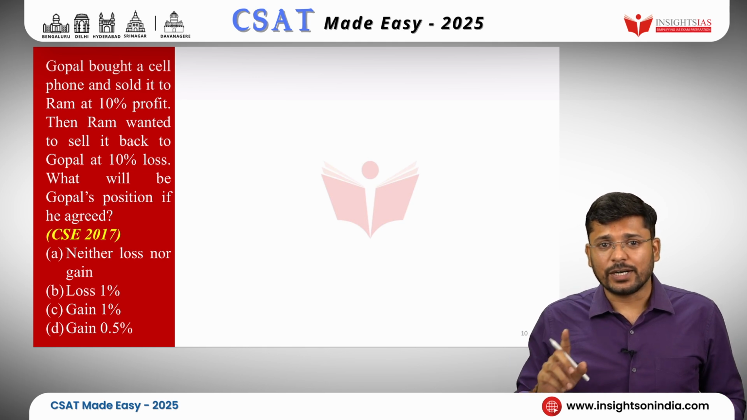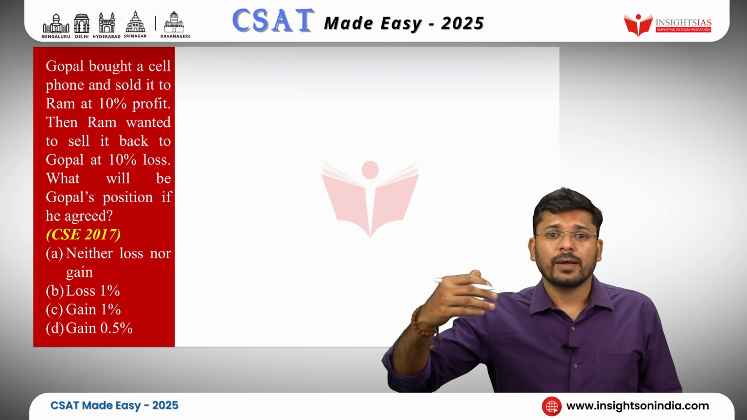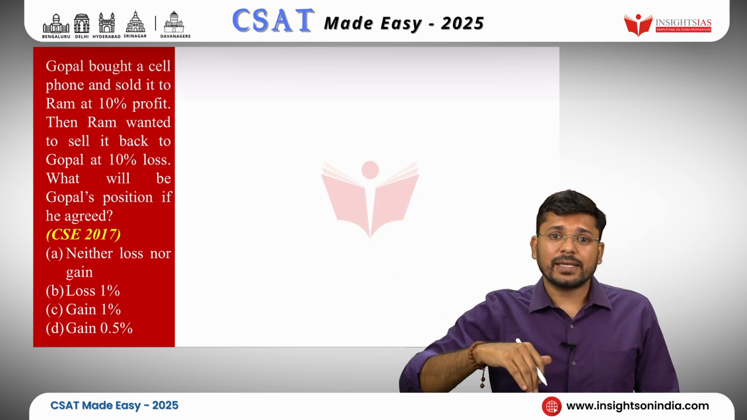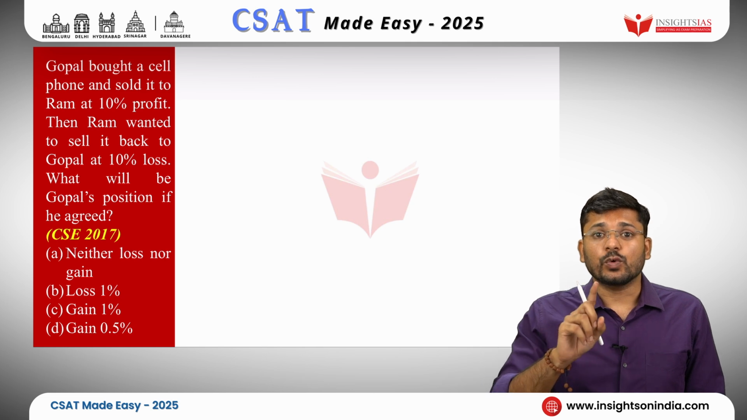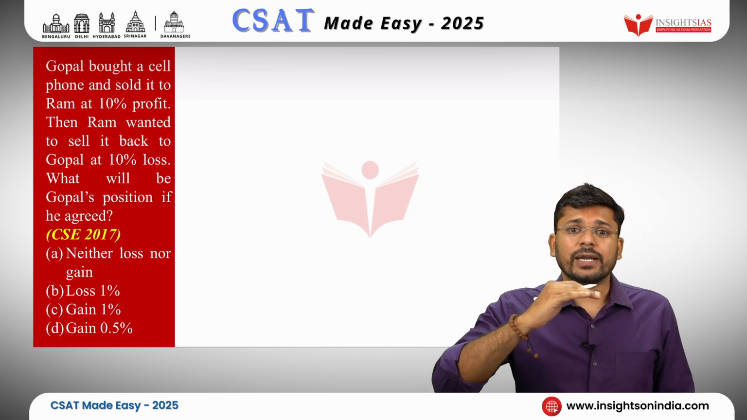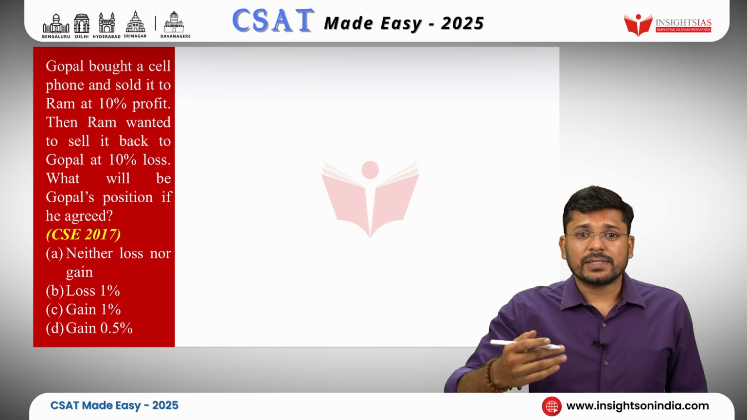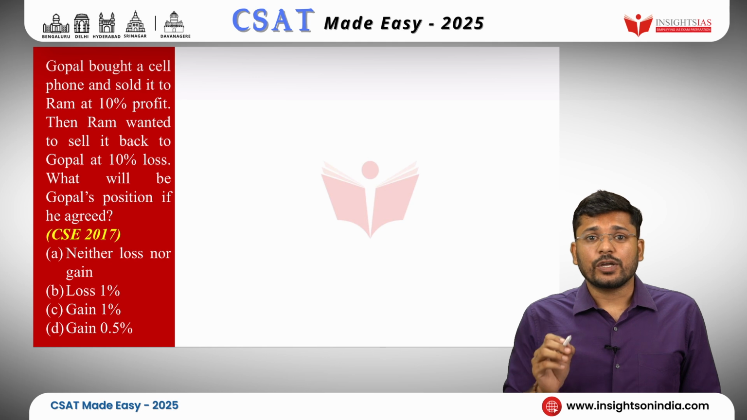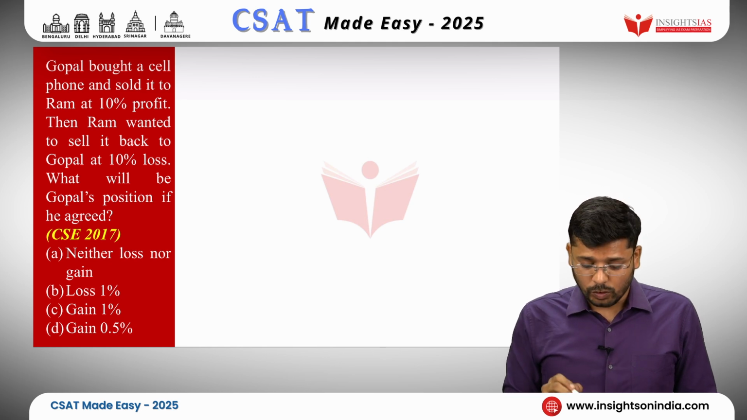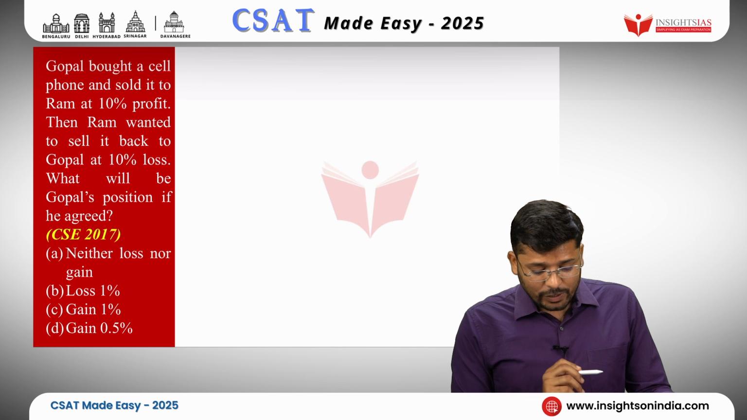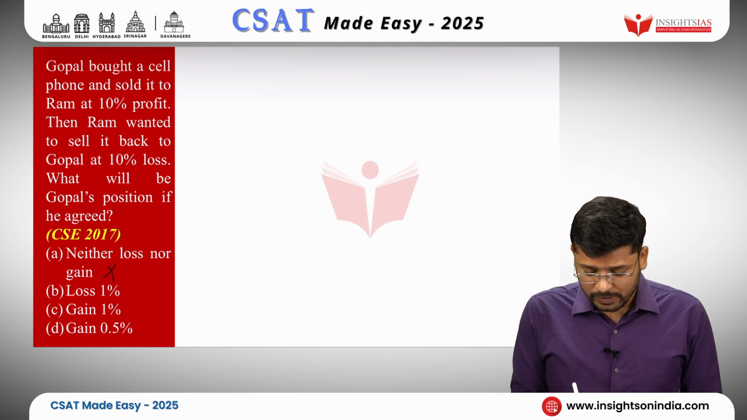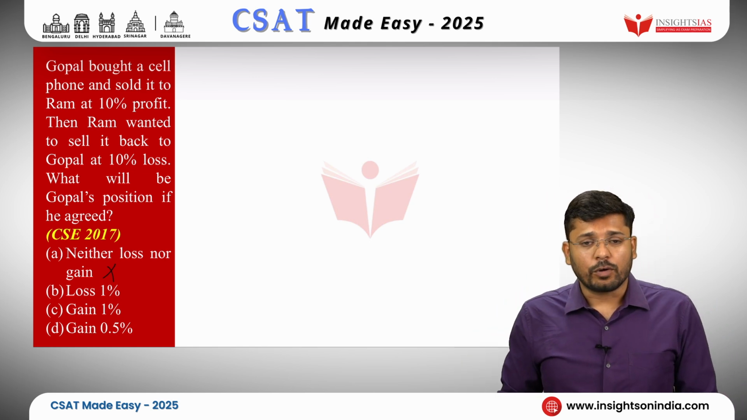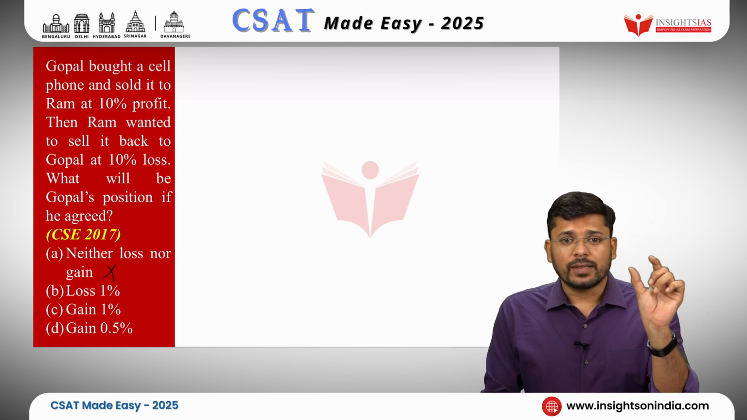In the beginning of the class I told you, if you increase some number by 10% or 20%, and then decrease the resultant number by the same percent, you do not get the same number. For example, if you increase 100 by 20%, you get 120, and if you decrease 120 by 20%, you get 96 and not 100. So the first option, neither loss nor gain, is wrong. There will be some change, and we will see how much. And in problems like this, we will assume the number to be 100.